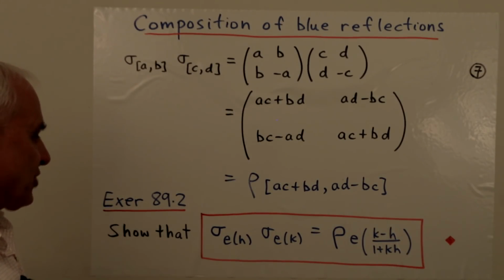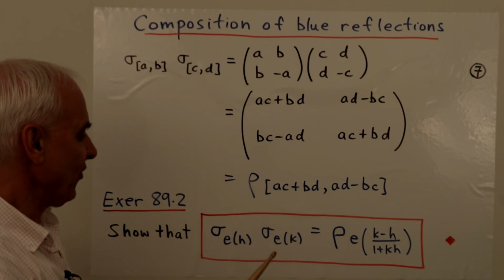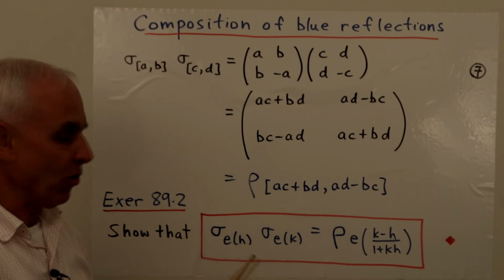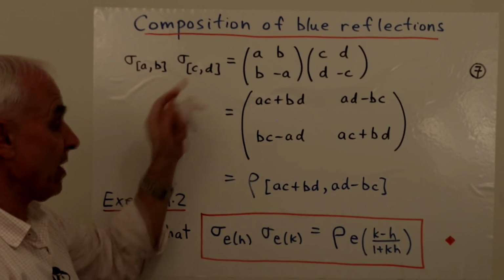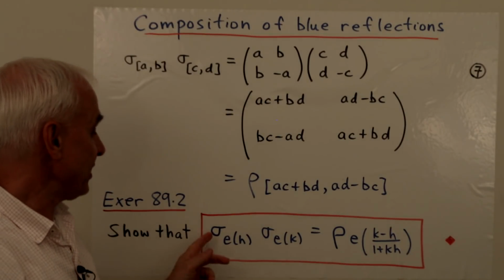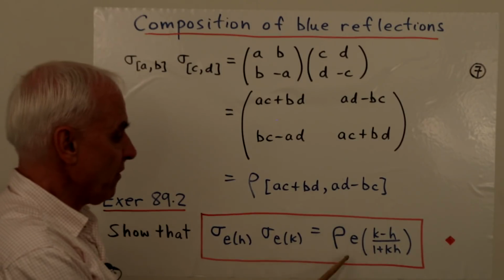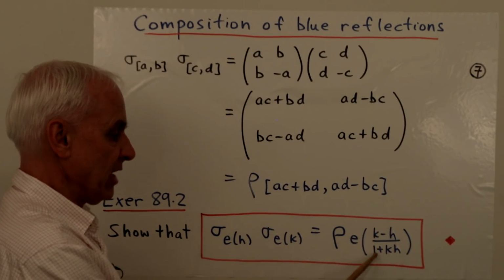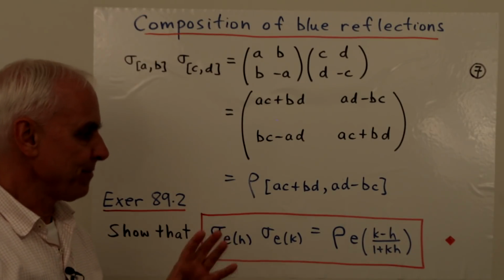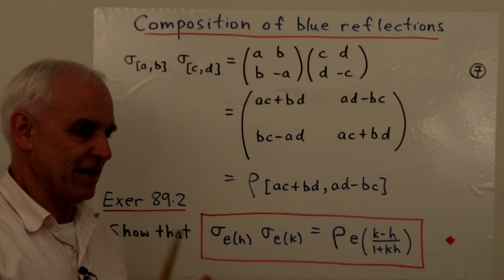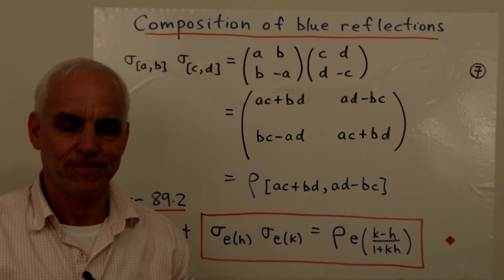And as a little exercise, if you like, you can check that another way of saying this in terms of the corresponding half slopes, or these parameters, the rational parameters, say h and k for these numbers on the unit circle, is that sigma of e of h followed by sigma of e of k is rho of e of this number, k minus h over 1 plus kh. So that's how the composition looks at the level of the rational parameterizations.